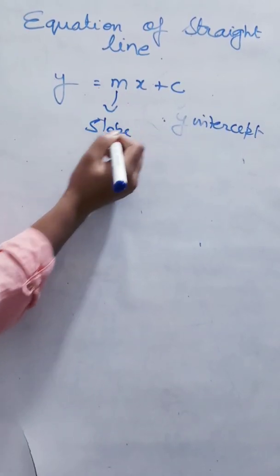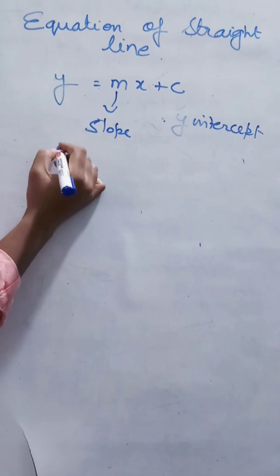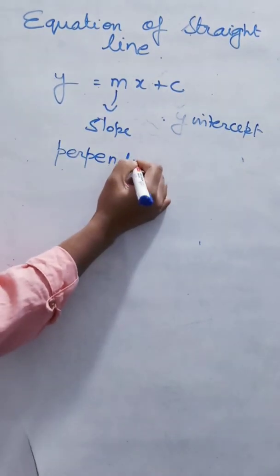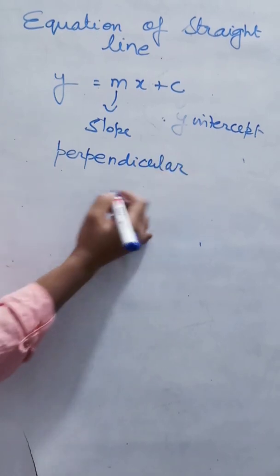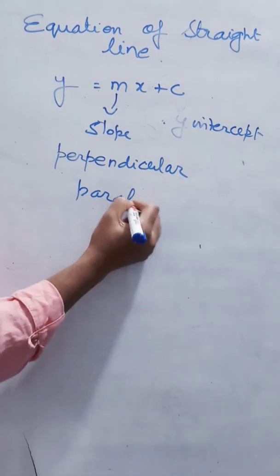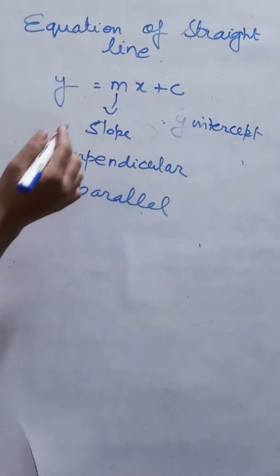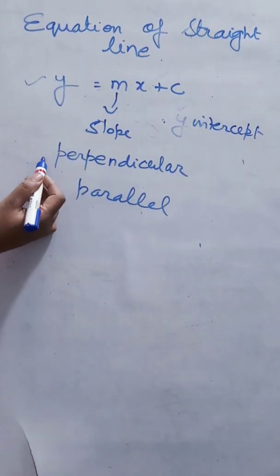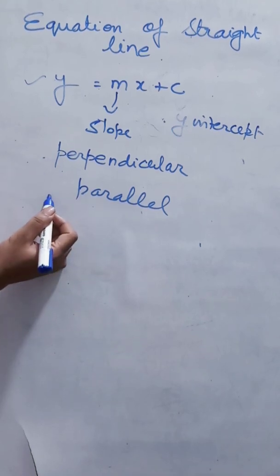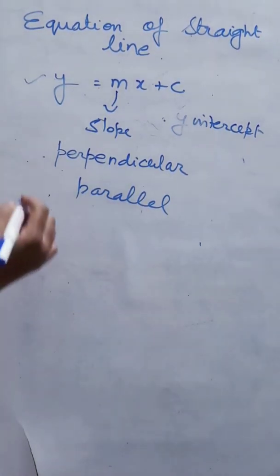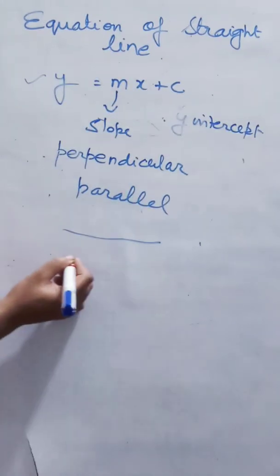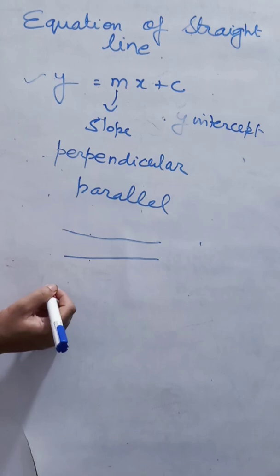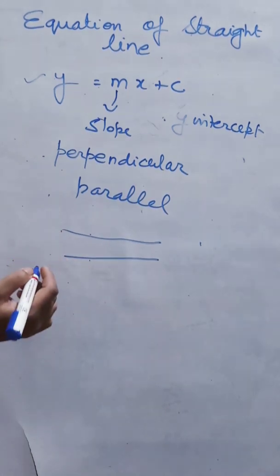Now we will come to the topic of perpendicular lines and parallel lines. In all the questions they will give you a line and ask what is the equation of the perpendicular line or the parallel line. If two lines are given and they are parallel to each other, then their slopes will be equal.